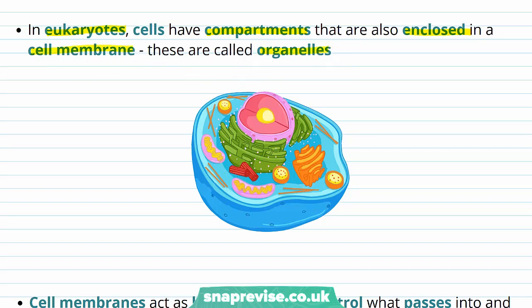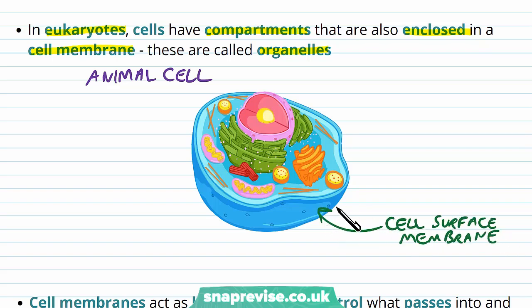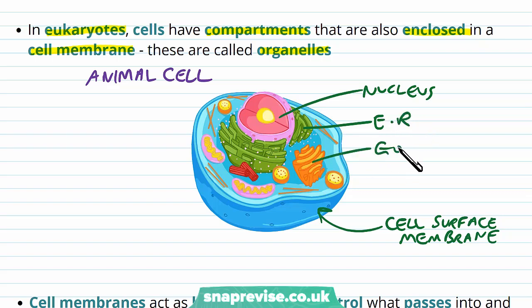So again, if we look at a general cell, so if we call this an animal cell, we can recognize the original cell surface membrane we were talking about. And when you look inside the cell, it's not just one big diffuse mess of content, it's divided into very strict compartments which need to interact with each other. So we have, for example, the nucleus, we have endoplasmic reticulum, and we have the Golgi apparatus.